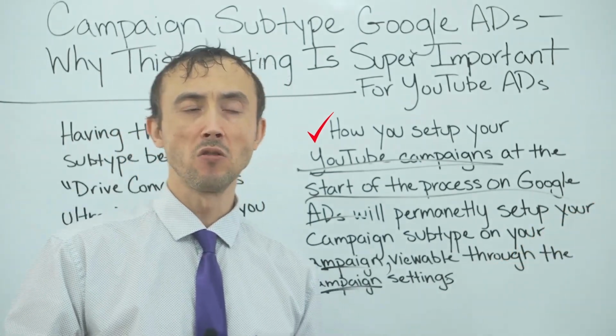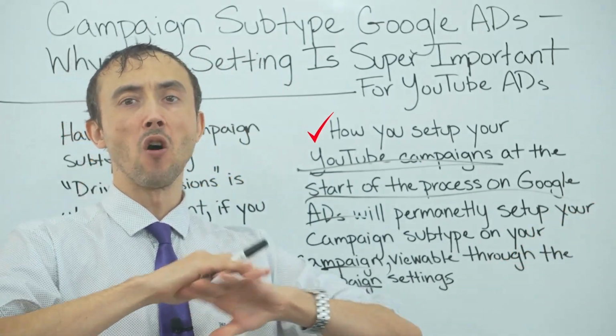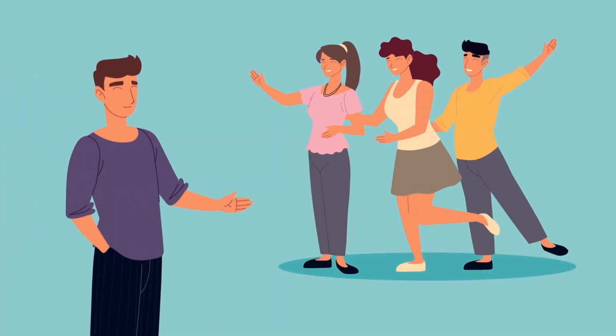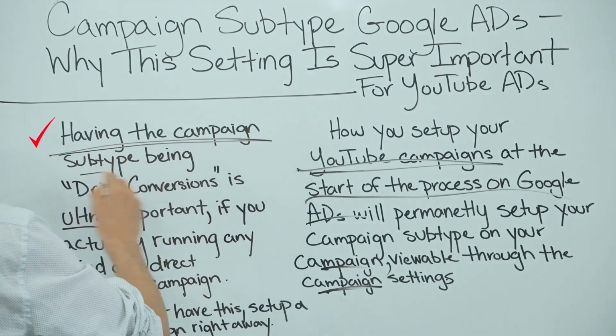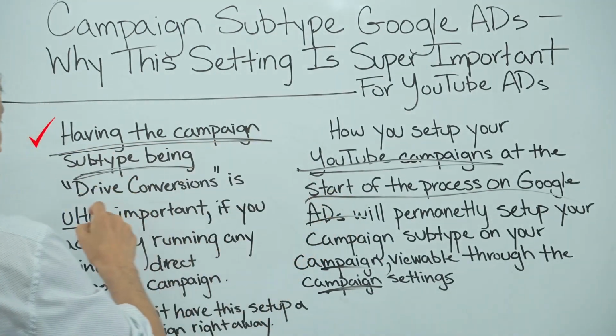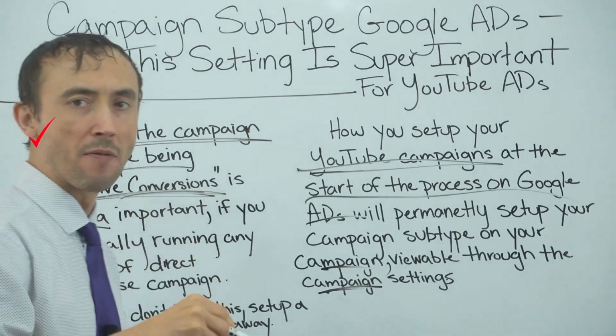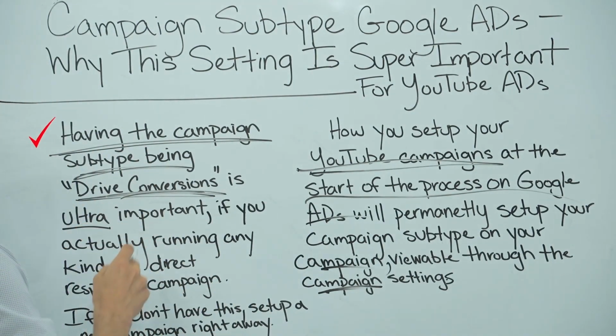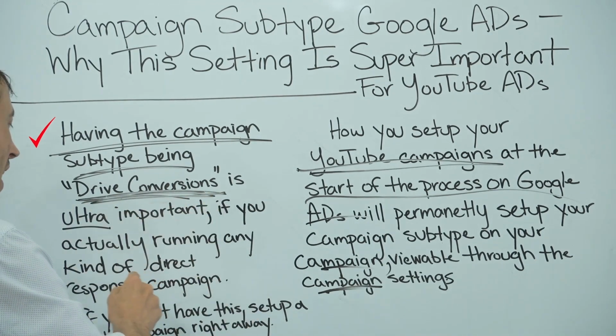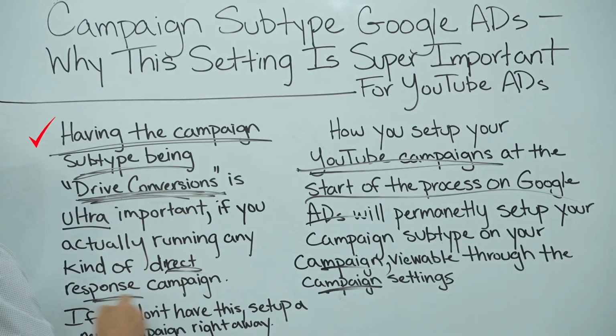You start looking at YouTube because you can get in front of people that are almost a customer. Start getting in front of those people and scale your results online. But with that said, if you have the campaign subtype set up as anything other than drive conversions, you're going to struggle to make money. It is ultra important you have this if you're running any kind of direct response campaign.